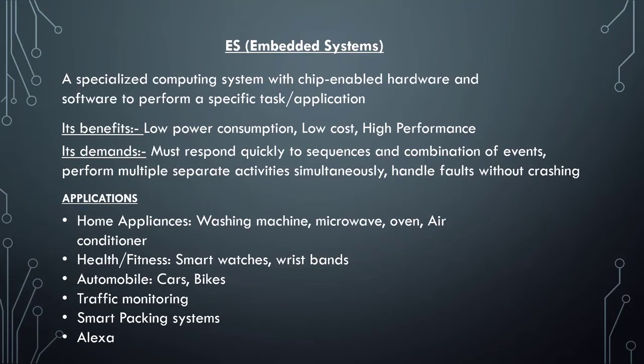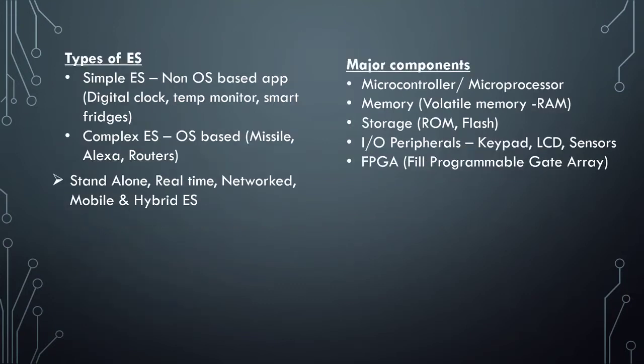Also, we can use embedded systems in automobiles such as cars and bikes. Also, you can use embedded systems in traffic monitoring, smart parking systems, and they are also usually used in the Alexa. So what are some of the types of embedded systems?